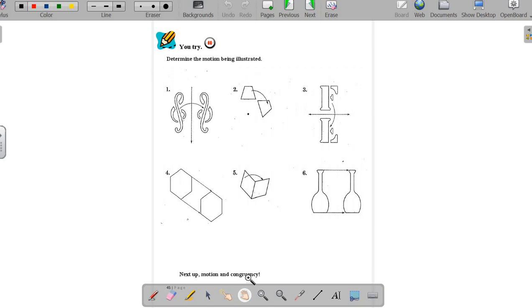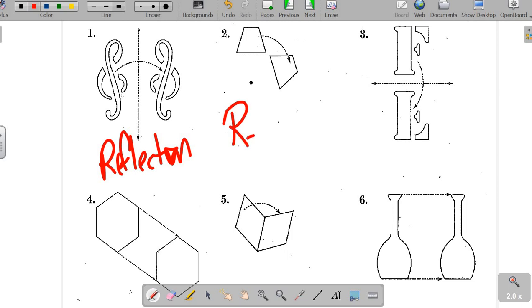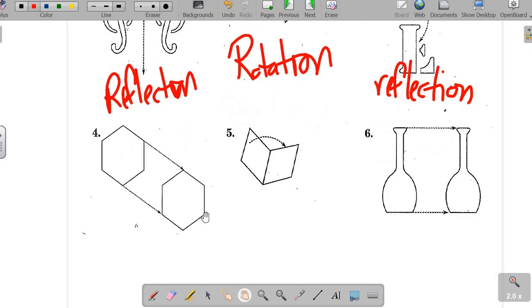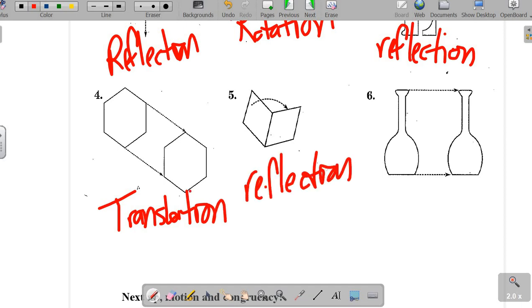Okay, welcome back. Let's see how you did. This first one: reflection, rotation, reflection, translation, reflection, translation.